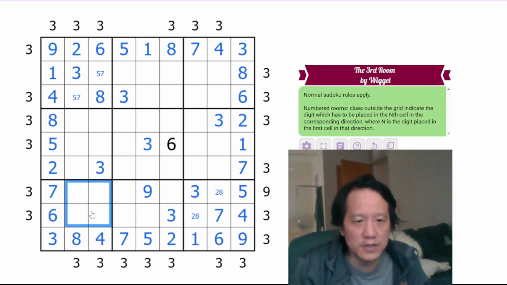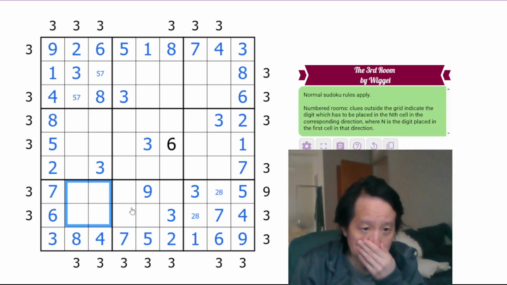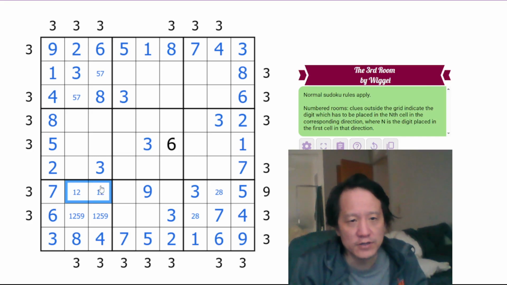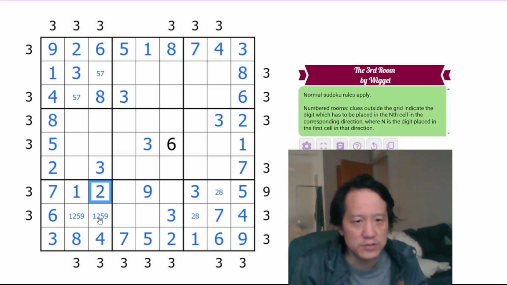Digits in this lower left-hand box, we have what? 1, 2, 5, and 9. Not 7, 9. So this can't be 5 or 9. This becomes a 1, 2 pair. 2 eliminates 2 here as a possibility, so this is 1 and 2. This cannot be 1 or 2. It's a 5, 9 pair. This 2 eliminates 2 here, so it's 8 and 2.